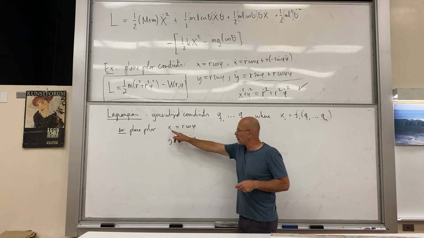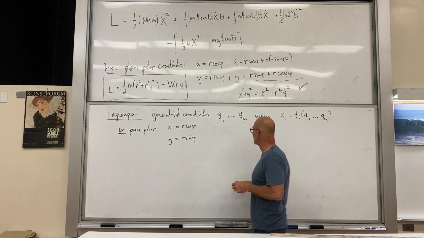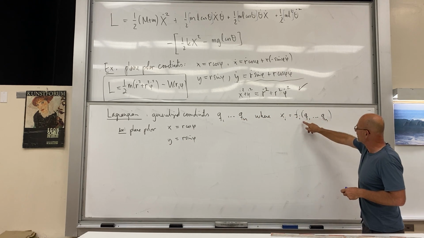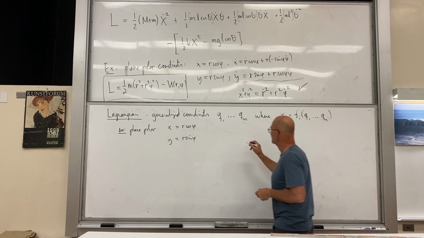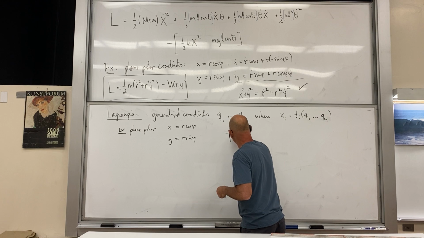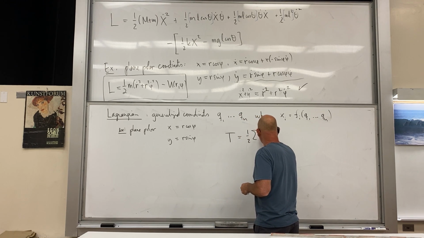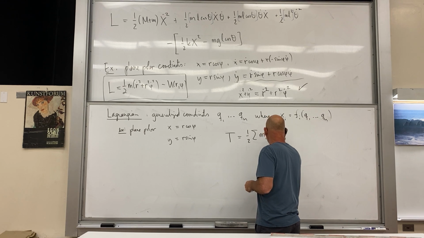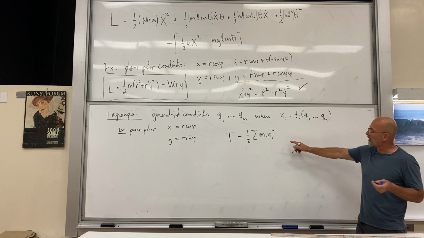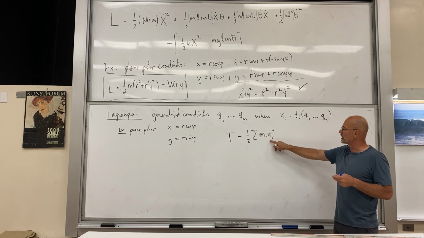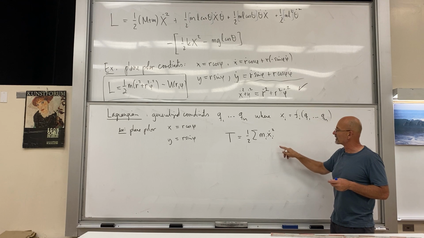This was an x sub 1, q1 and q2, x sub 2, q1 and q2. That's the idea. So x sub i is f sub i of q1 to qn. T is equal to 1/2 sum over m sub i x sub i dot squared. You know, if you're thinking point particles, then you've got m sub 1, x1, x2, x3, and then m sub 2, 4, 5, 6, and so forth, okay?